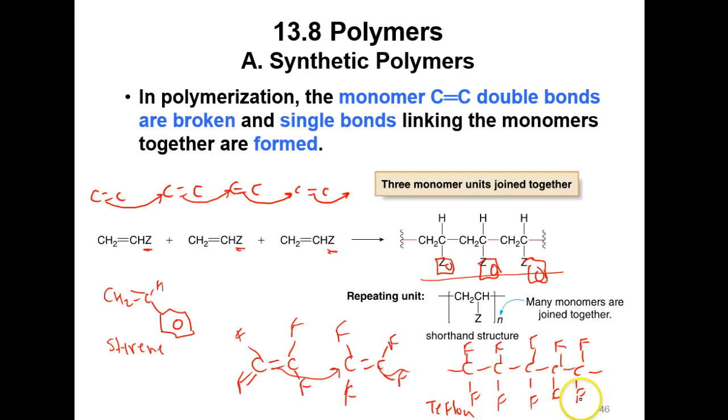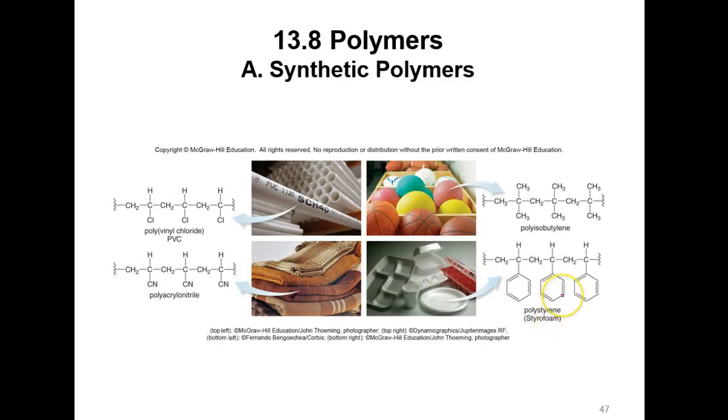Fluorine is incredibly non-reactive. It just does not bond to anything unless it's initially bonded on the carbon. But if I were to add things to this, it won't bond. These fluorines just kind of avoid everything. So here are the examples of the polymers and the chemicals.